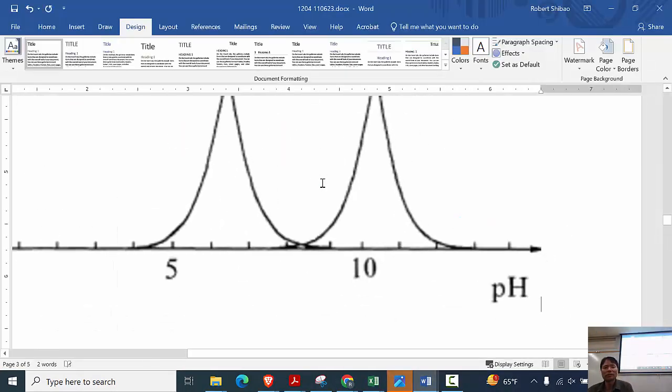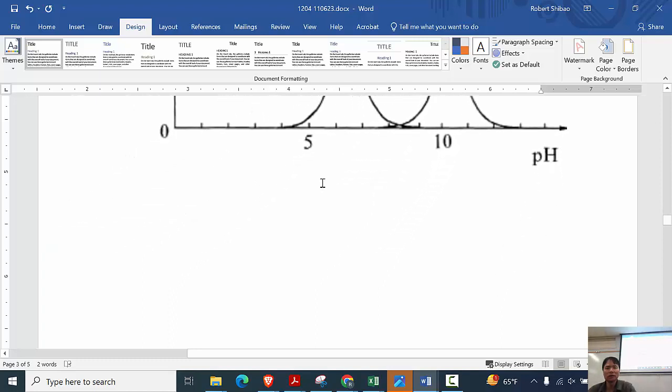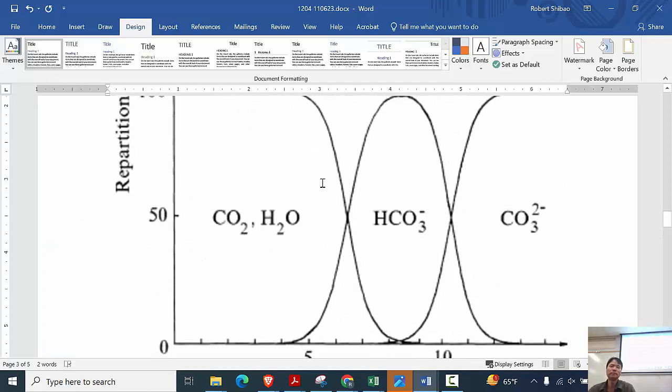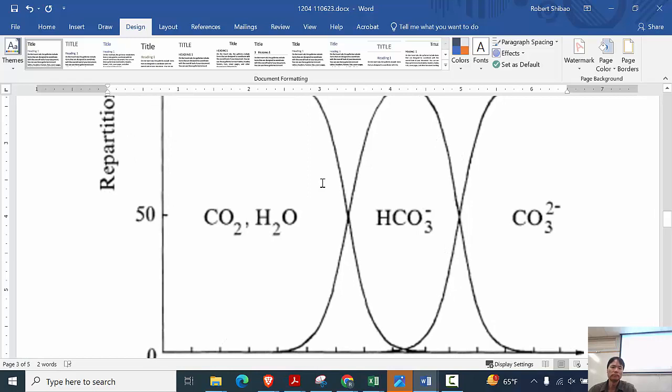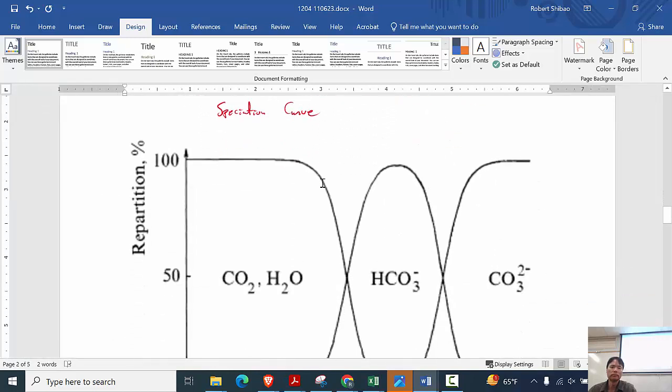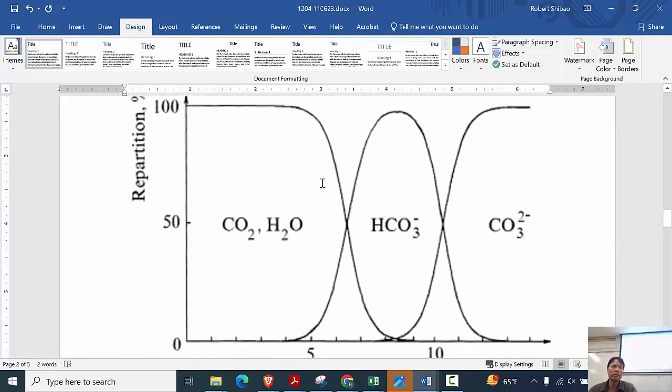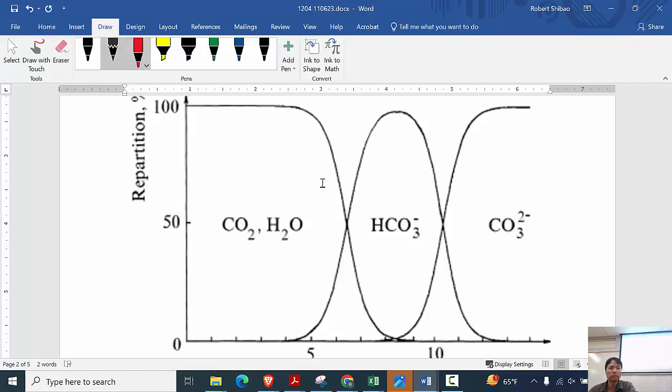I'll take this off the internet here. I don't have the reference. Well, I'll grab it later. So the way we read this is like this.